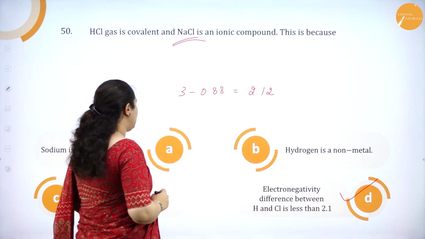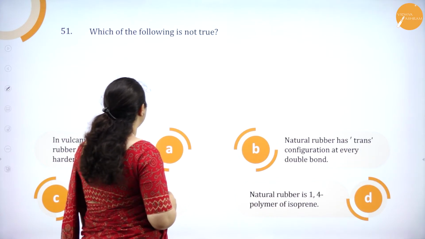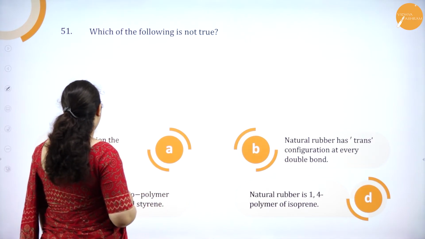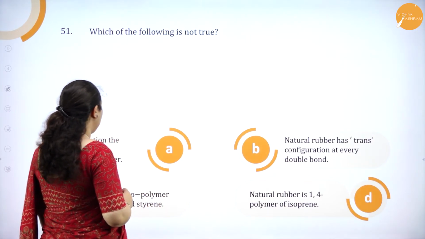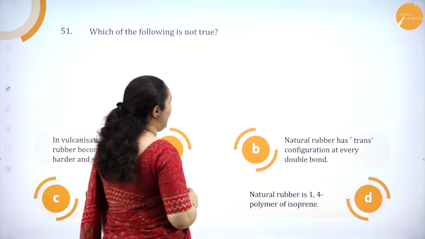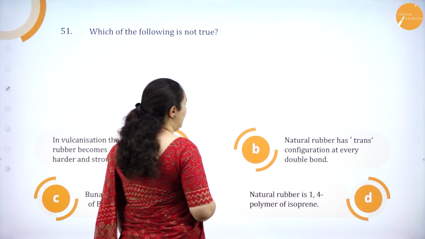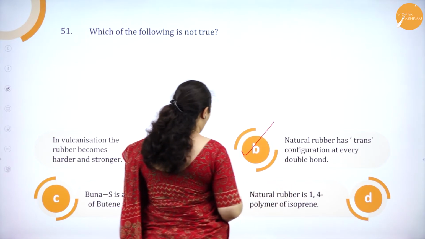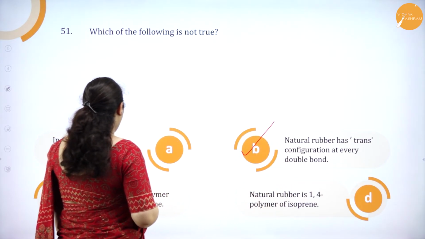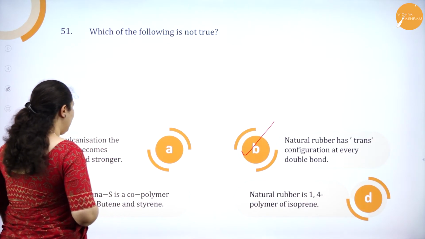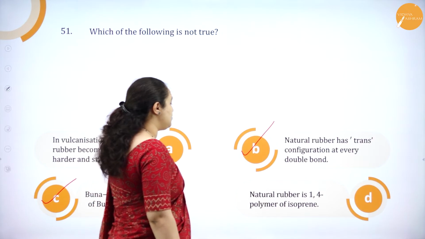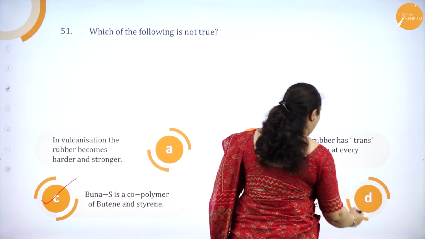Next question. Which of the following is not true? In vulcanization, the rubber becomes harder and stronger. This is correct. Natural rubber has trans configuration at every double bond. This is wrong. Buna-S is a copolymer of butene and styrene. This also is wrong. Natural rubber is a 1,4 polymer of isoprene.